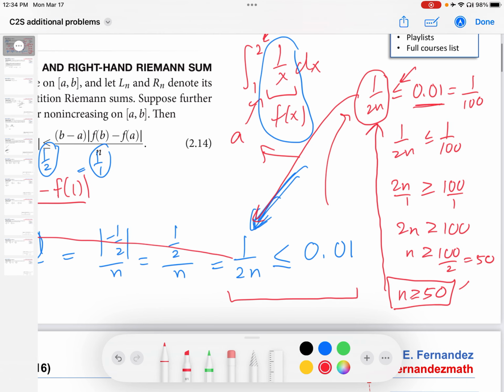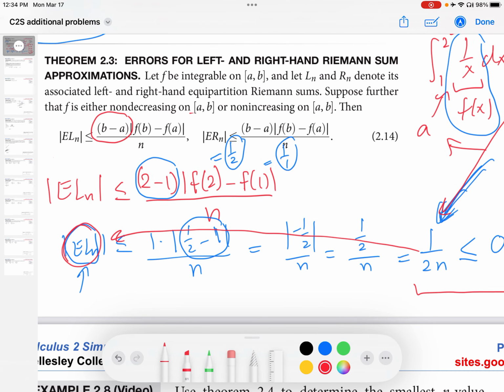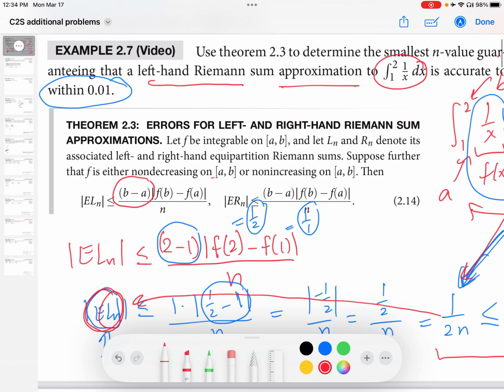So the conclusion: if n is 50 or more, the error in using the left-hand Riemann sum to approximate this integral will be at most 0.01. So all I need are 50 or more rectangles, basically, to form my left-hand Riemann sum and ensure I get that level of accuracy.